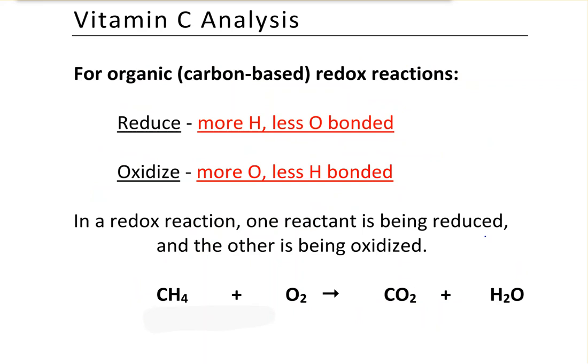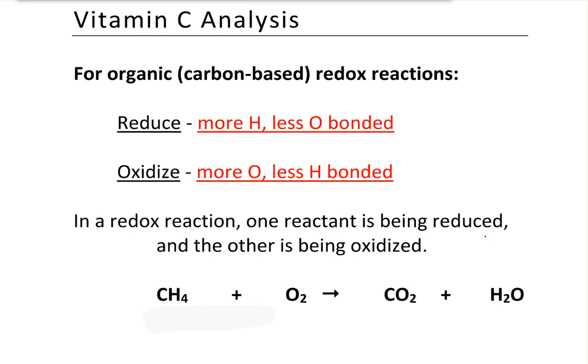In our vitamin C analysis experiment, we're going to be using a redox reaction that is based on organic compounds and not inorganic compounds where you had the charges changing. These are covalent compounds and there are no full +1, +2 type charges. Anyway, for carbon-based compounds, reduction means gaining bonds to hydrogen or losing bonds to oxygen. And then the opposite for being oxidized. Something is oxidized if it's gaining bonds to oxygen or losing bonds to hydrogen.